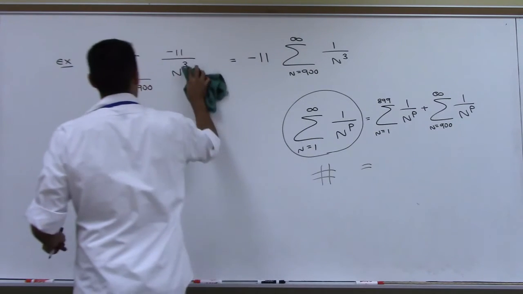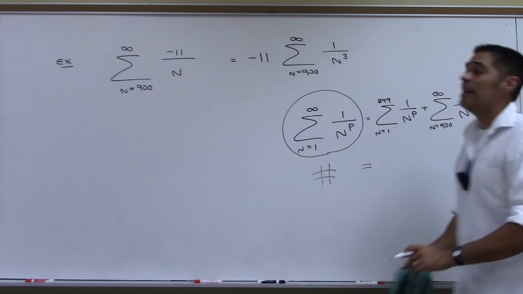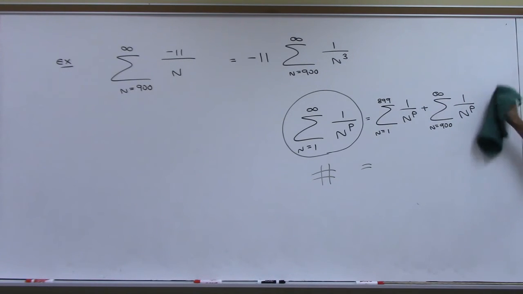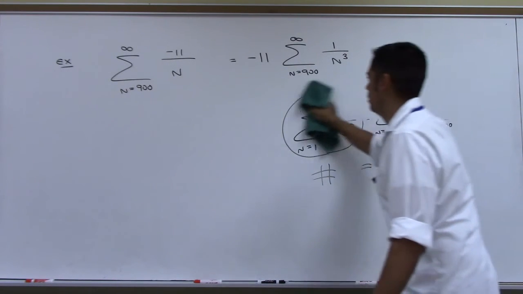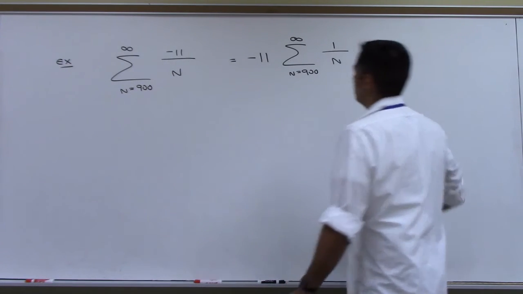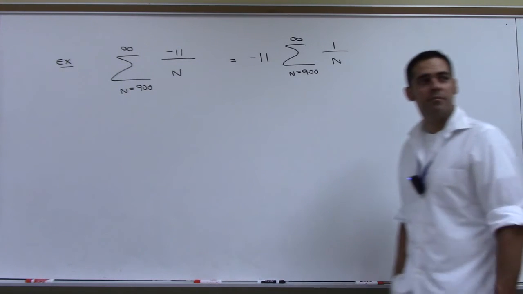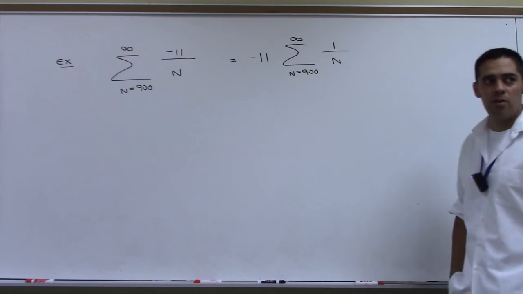So let me change the problem. Let me make it this. Negative 11 over n. Does that change your answer? Or are you still going to say diverge? Still diverge? This is a more profound question. Converge?